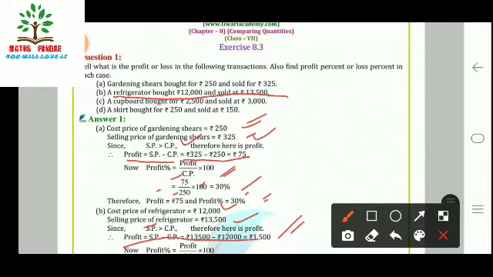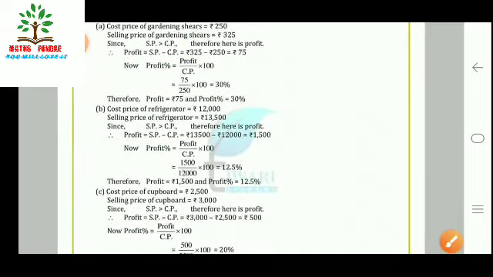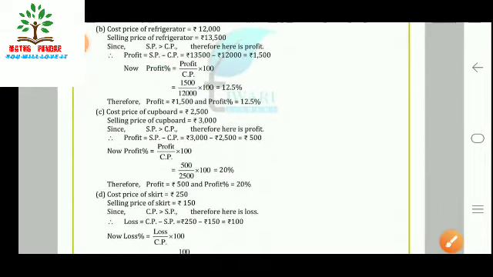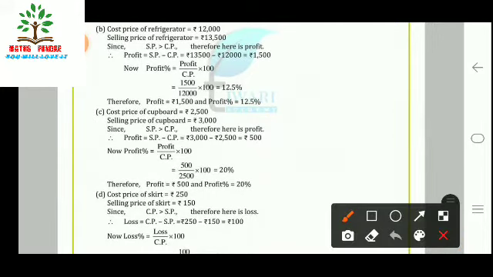So therefore profit is equal to SP minus CP, that is 13,500 minus 12,000, which is equal to rupees 1,500. Now profit percent, how to find the profit percent? In order to find the profit percent, what do we have to do? We have to just write the formula: profit percent is equal to profit upon CP into 100. So this is the formula. Then putting the values, profit 1500, CP 12,000, into 100. So this is equal to how much? 12.5%. So 12.5% is the percentage. Now profit is rupees 1500 and the profit percent is 12.5%.